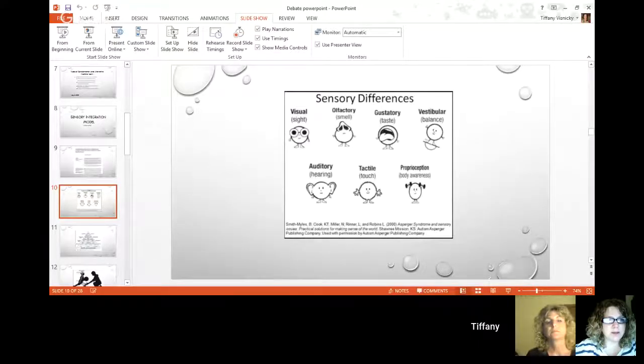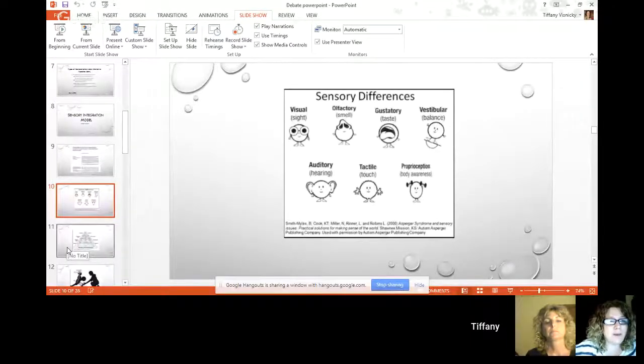There we go. Okay, so here you see our sensory senses. So you've got the most common that most people are familiar with are sight, sound, smell, taste, and touch. However, there are 2 more that are common in our systems that we don't always talk about. So that's proprioception and vestibular.